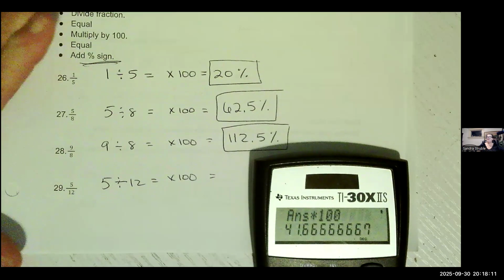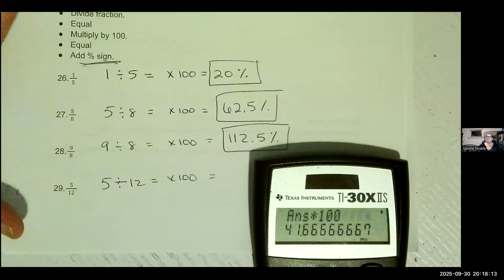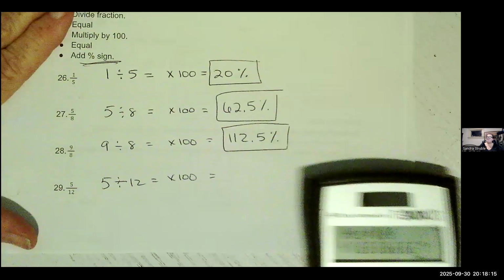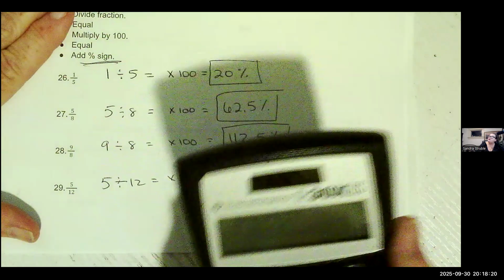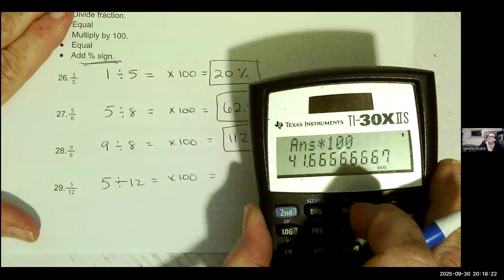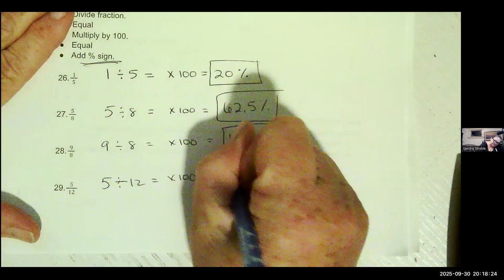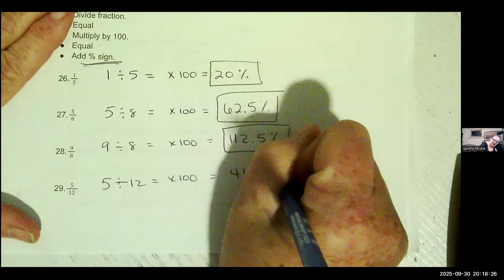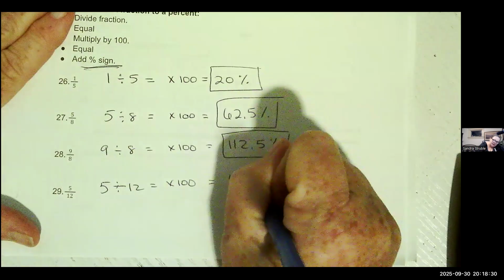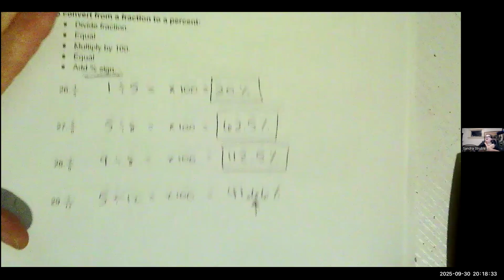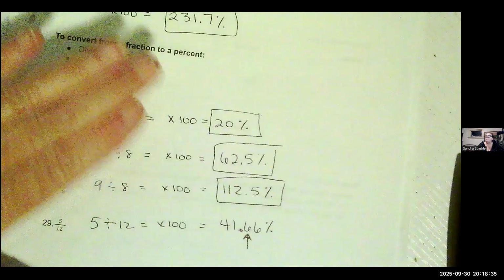Now, our class decided when we did this that we were going to round everything to the 10th place, which is one decimal to the right. So I'm going to show you how to do the rounding right now. I'm going to write 41.66. This isn't my answer because I'm going to show you the rounding part. We're going to round one decimal place to the right of the decimal. Okay, that's the 10th place. We're going to round to there.